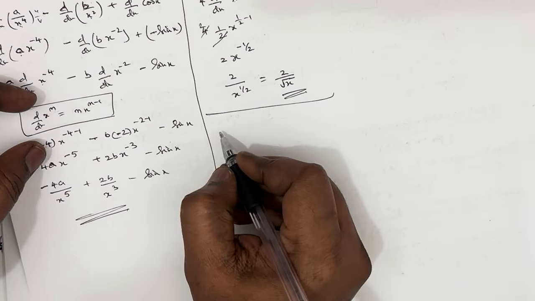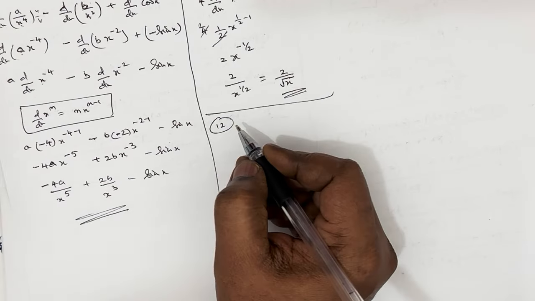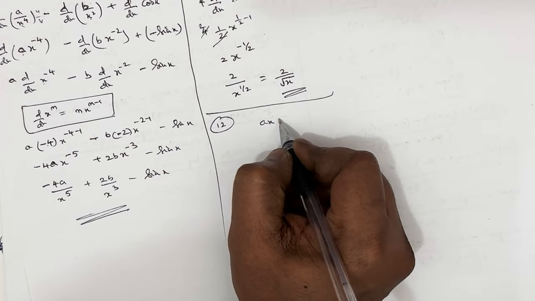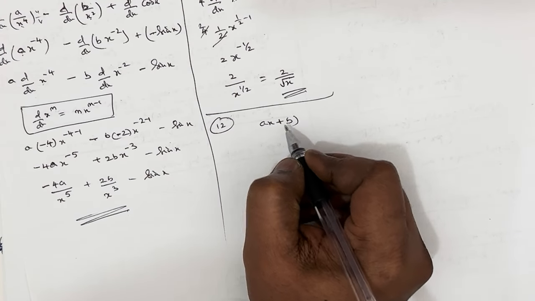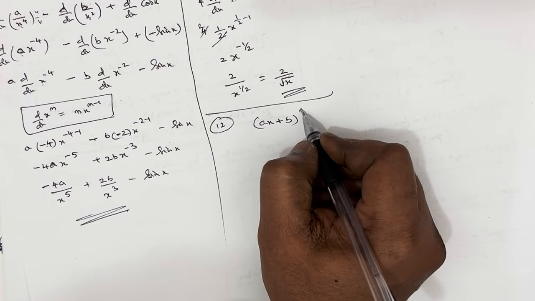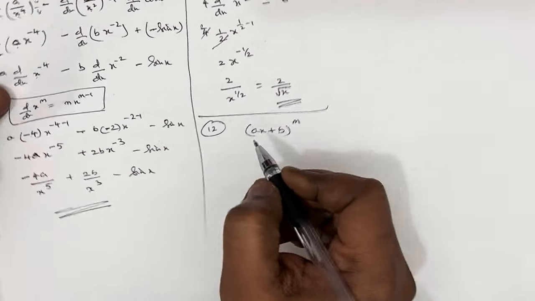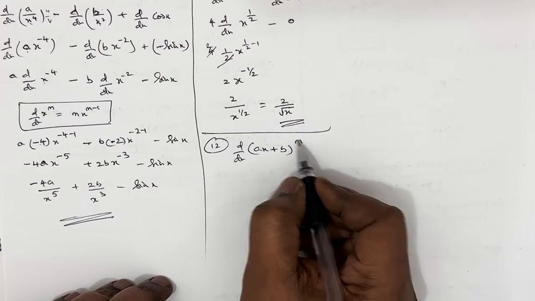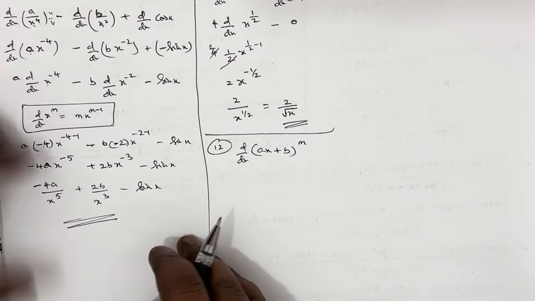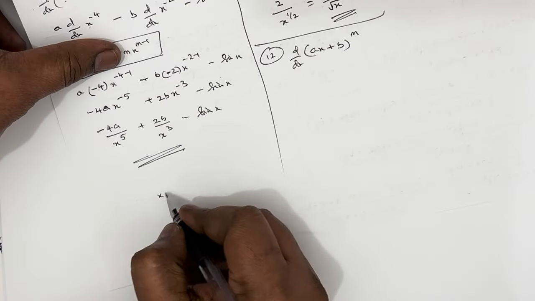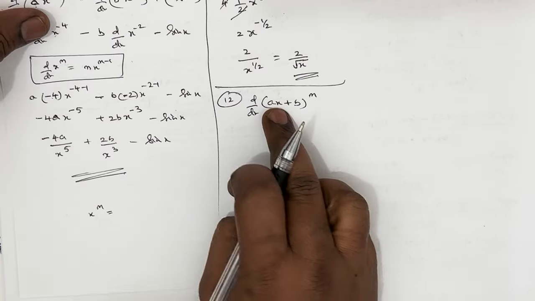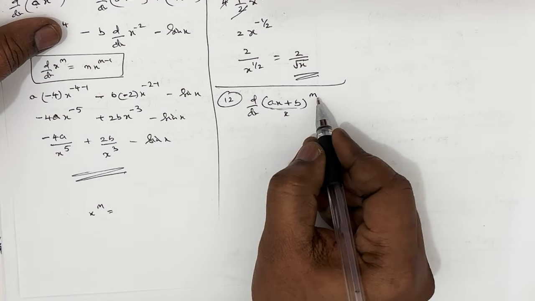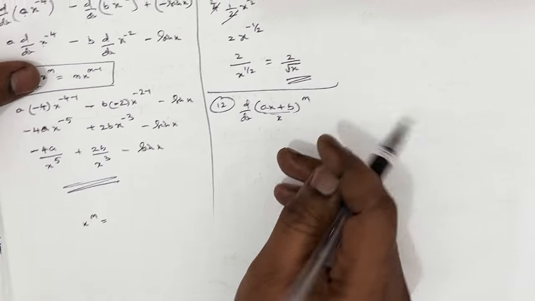Now let's do the 12th one. What is the 12th one? The 12th one is (ax plus b) raised to n. Now d by dx of this one. Now you see this is in the form x raised to n. If you assume this to be x, this is x raised to n. So let's differentiate this.